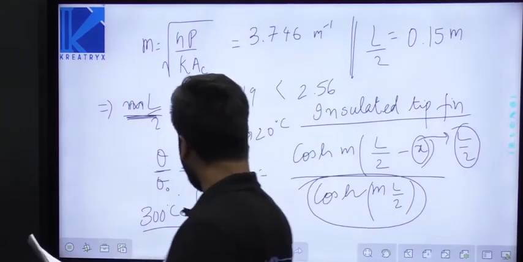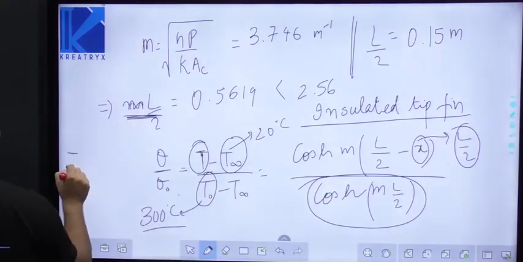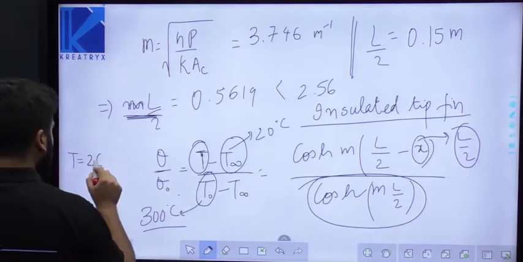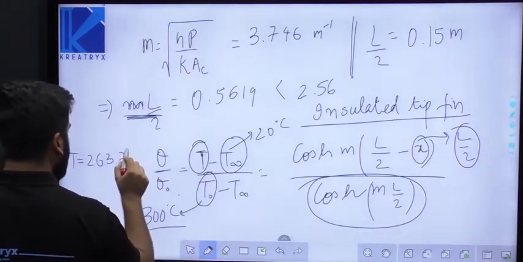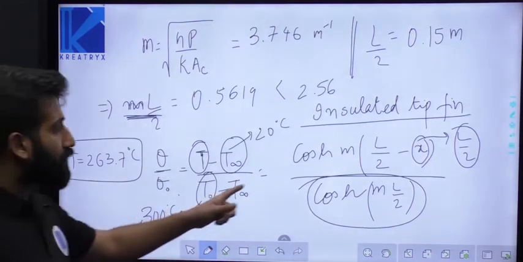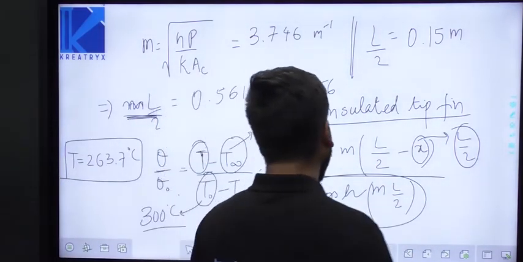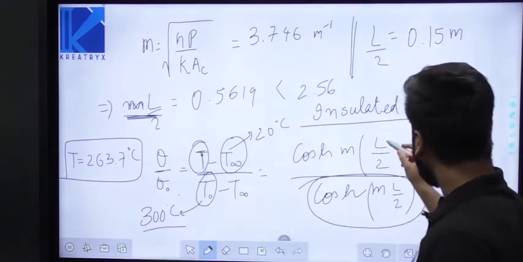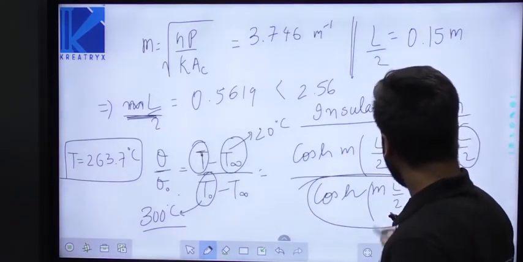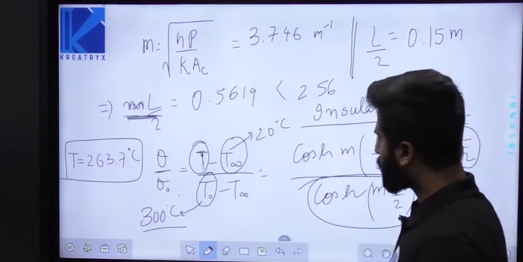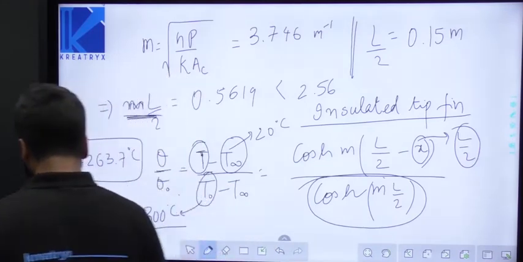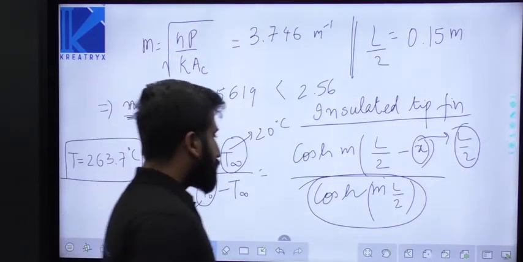So the answer of T will be equal to 263.7 degrees Celsius. This is just the calculation part. You can do it again. Cos hyperbolic 0 will be 1, because this is L by 2 minus L by 2, which will be 0, and cos hyperbolic 0 is 1. ML by 2 you can find the value. Put all the values, you can get the answer. Let's move on to the next question.